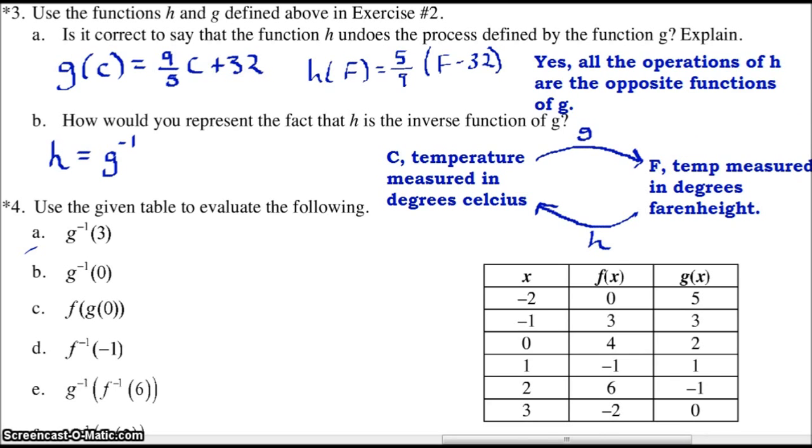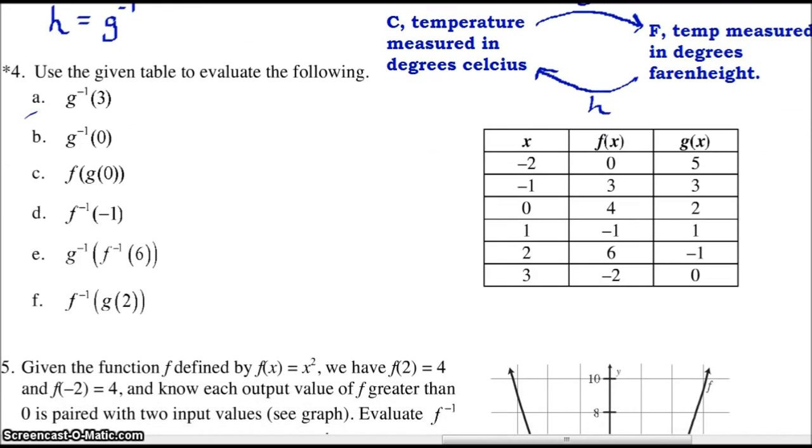Number 4, use the given table to evaluate the following. So we have our table, we have our inputs x here, and we have the output of f of x and the output of g of x. First thing that we want is g inverse of 3. So we just have to undo what g has done. So if the output of g was 3, we would undo that by going back to negative 1, sorry, right here.